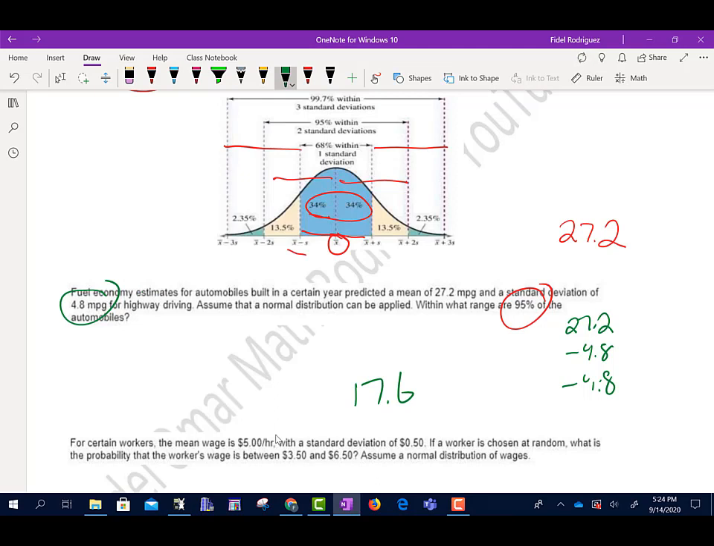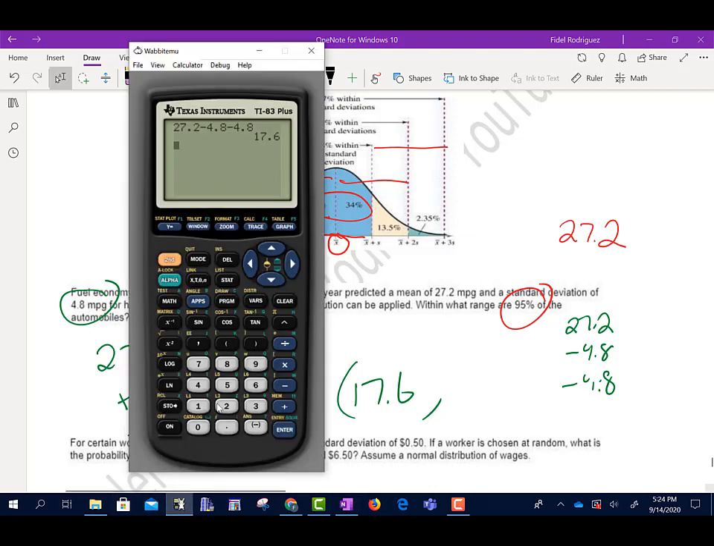Okay. And I'm going to take 27.2 and add 4.8 to it twice. I got to do it twice because it says it's within 2 standard deviations. So 27.2 plus 4.8 plus another 4.8, that gives me 36.8.